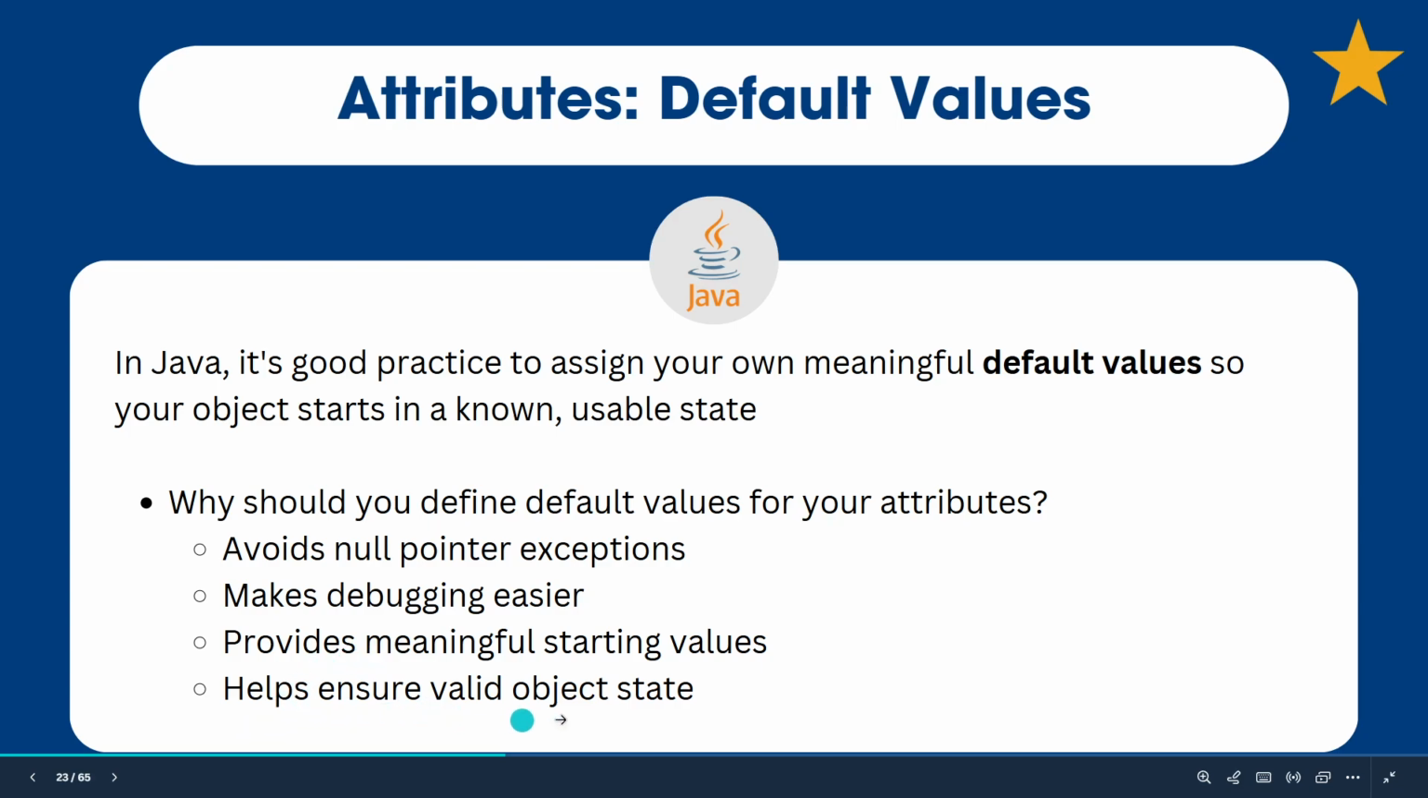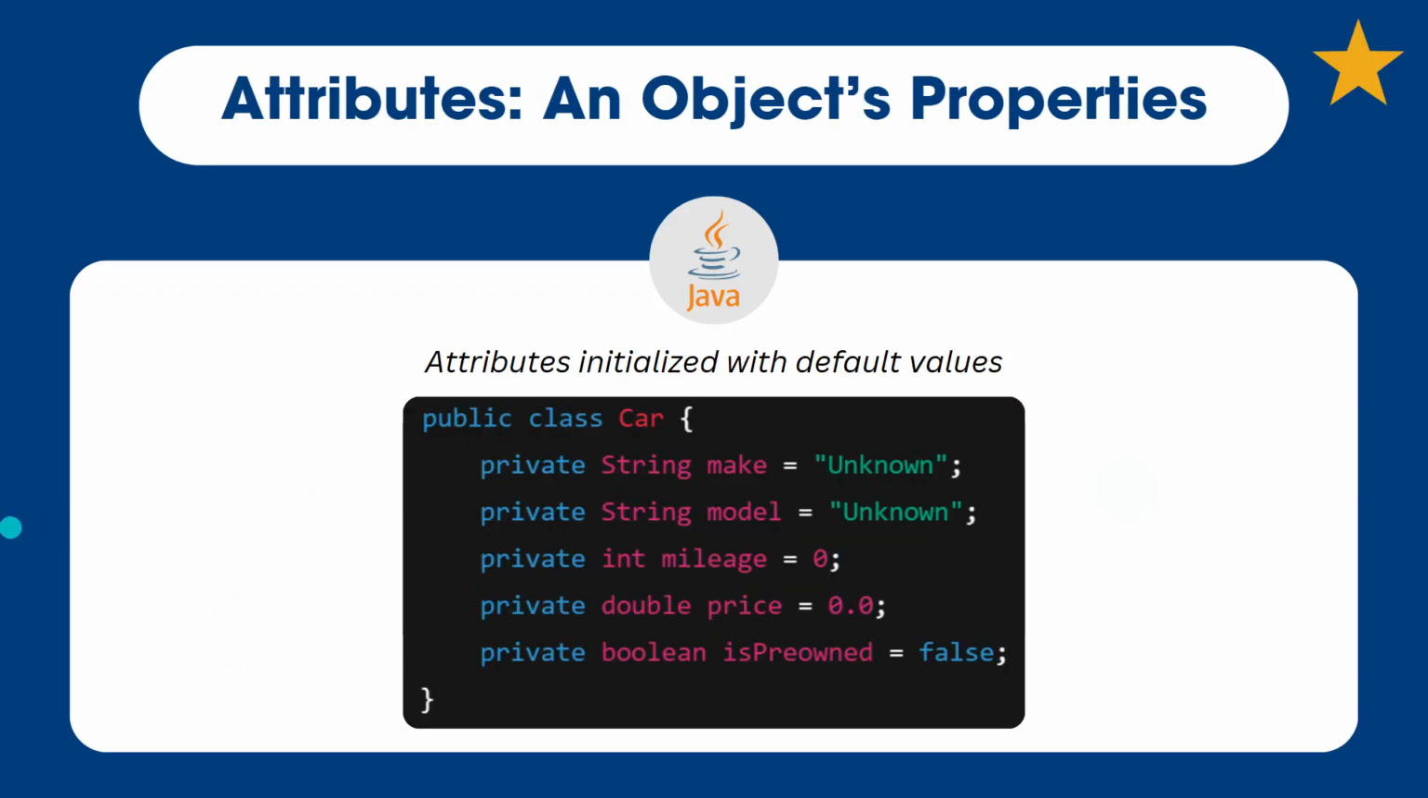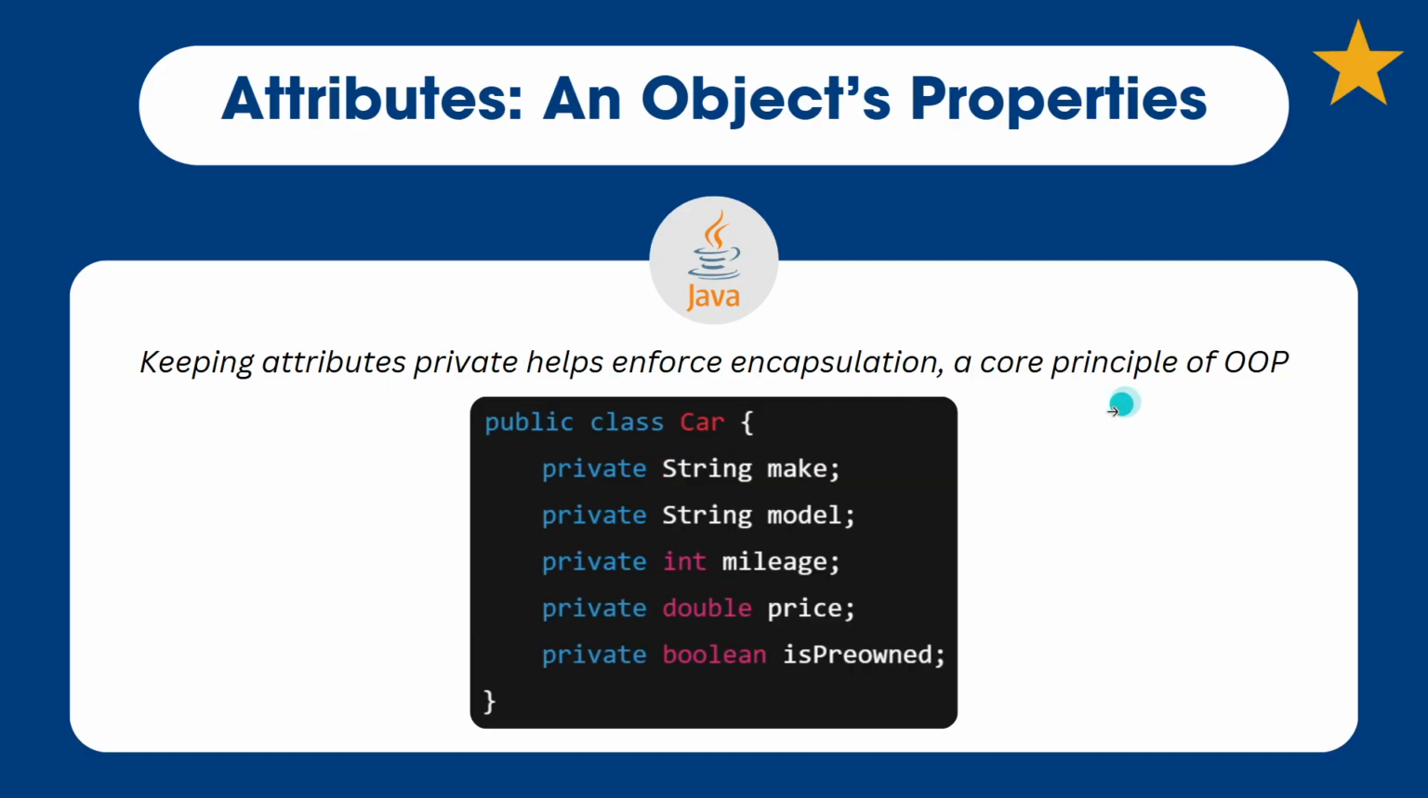So yeah, it helps ensure valid object state as well. So you want to give it a meaningful starting point, like I said. So here is an example of some default values you might give it. Unknown, unknown. I might be more specific. I might put unknown make or make not defined, right? If I want to be a little bit more precise with those starting values, those default values.